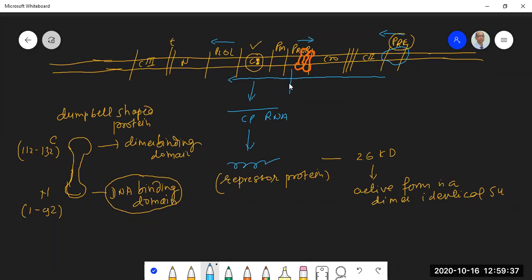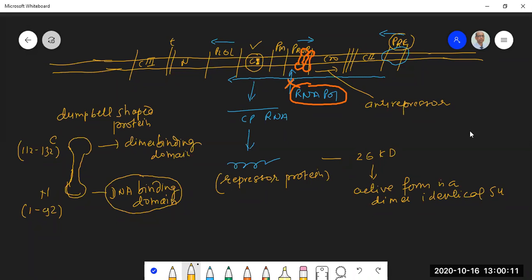RNA polymerase binding to this promoter doesn't take place. They are making sure that you don't have transcription of CRO. CRO cannot be transcribed because CRO is what? CRO is an anti-repressor. Please understand, see the strategy.